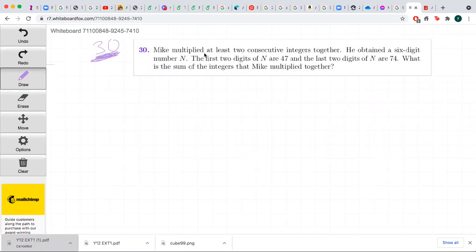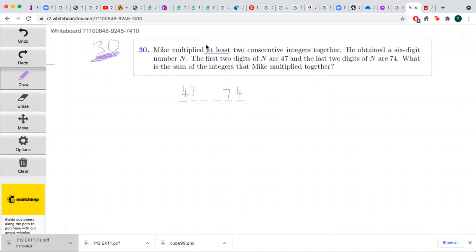So Mike multiplies at least 2 consecutive integers together. So they're integers that occur right after each other. He obtains a 6-digit number n. First 2 digits are 4, 7, 4, 7. And then there's 2 in between, and then ends with 74. Cool. We don't know what these two are, but we can definitely use this information to figure out how many integers Mike multiplied together. What is the sum of integers that Mike multiplied together?